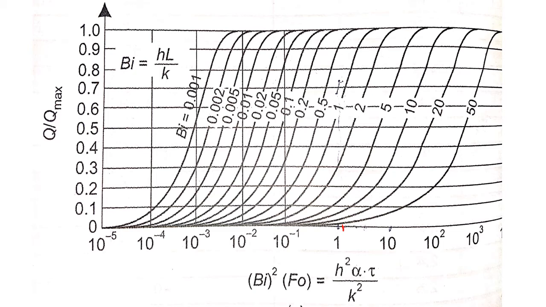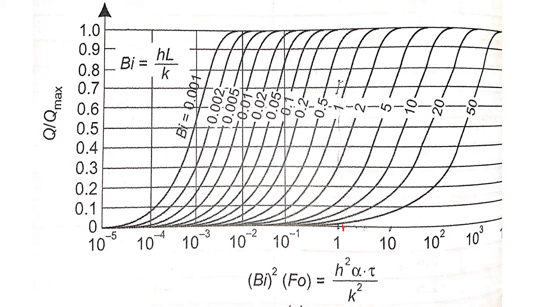My Biot number value is 0.8139. This is the graph of 0.5 and this is the graph of 1, so my 0.8 value will be somewhere nearer to this one. From 0.8139 I move vertically upwards to where this graph intersects, and from there I come horizontally towards this axis. Somewhere it will be around 0.68 or 0.7.